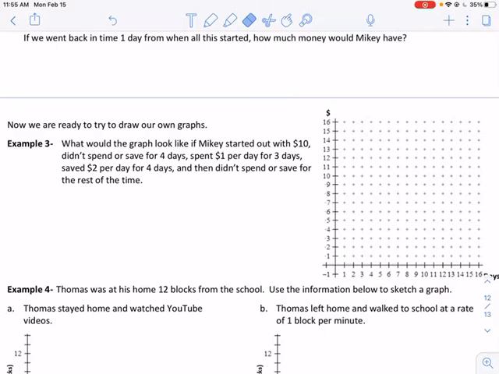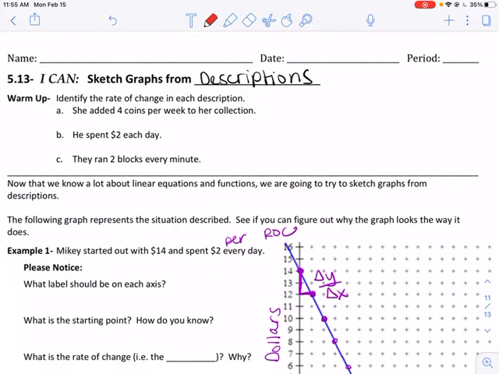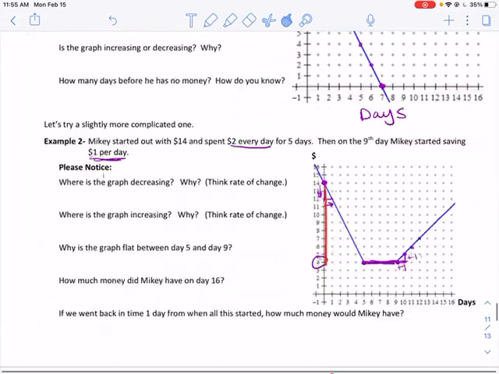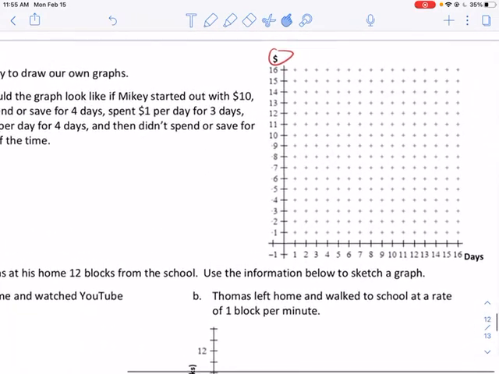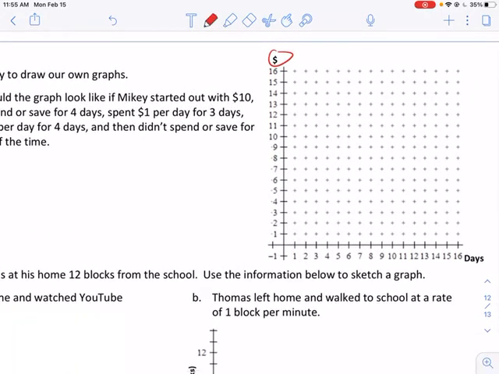So what would the graph look like if he started? Let's just start out with the first sentence, the first little blip, and just graph that, and then we'll move to the next part. So if Mikey started out with $10, it already has dollars and days over here on my graph. So I'm just going to say his starting point, start the stopwatch, it's going to be 0, 10. This is my dollars, and this is my days.